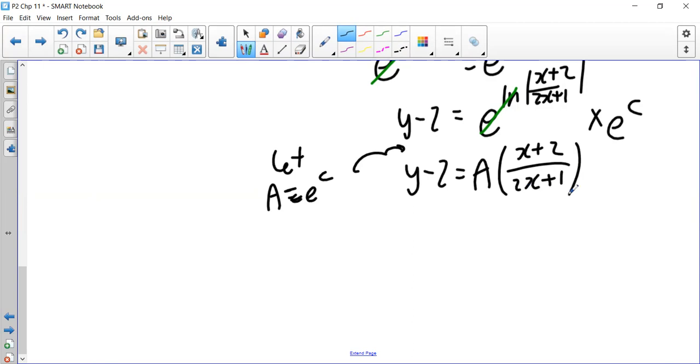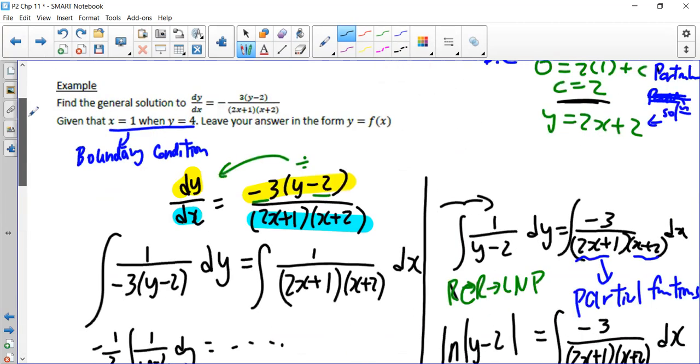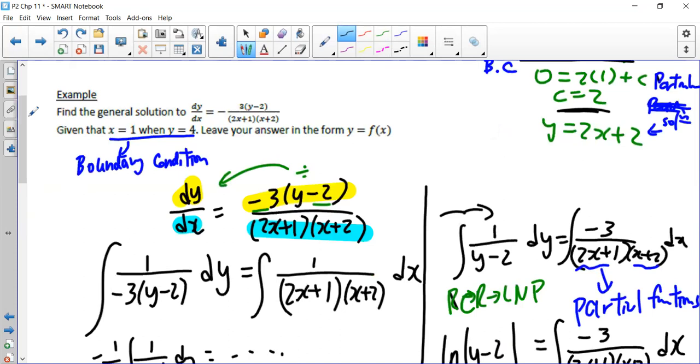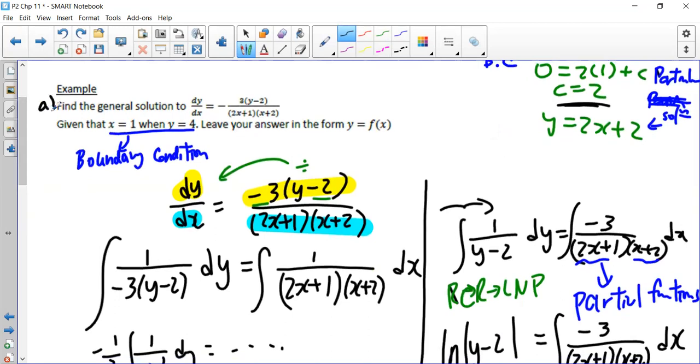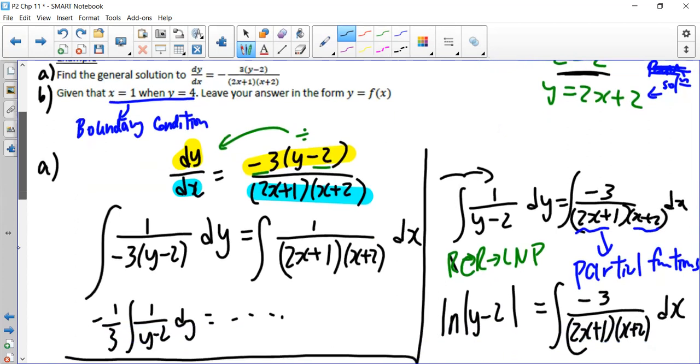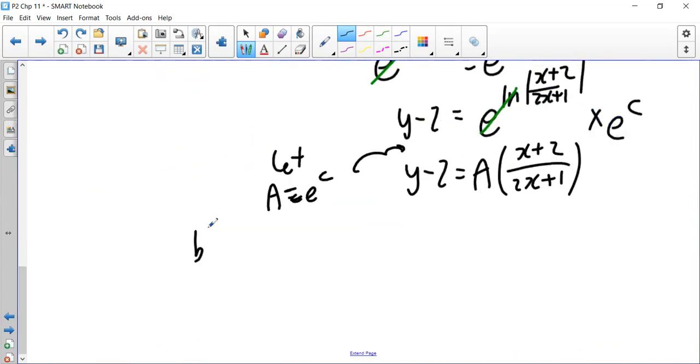Okay, this question probably carried quite a lot of marks, just for the general solution, part A. It's probably 8 marks, probably 6 marks, 7 marks. I wouldn't be surprised. That's all part A. Part B, boundary condition: when x equals 1, y equals 4. We can happily do that.